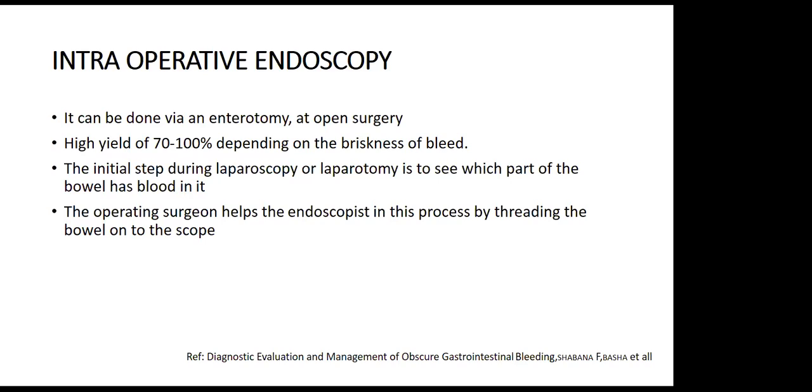If the proximal bowel has no blood in it, we have to check the distal bowel in great detail. We give an enterotomy in the jejunum, and a sterilized enteroscope should be introduced through it and manipulated both proximally and distally to see the cause of the bleed. In this, the operating surgeon helps the endoscopist with the threading of the bowel. Pavan, in what category of patients of obscure GI bleed do you do intraoperative endoscopy?